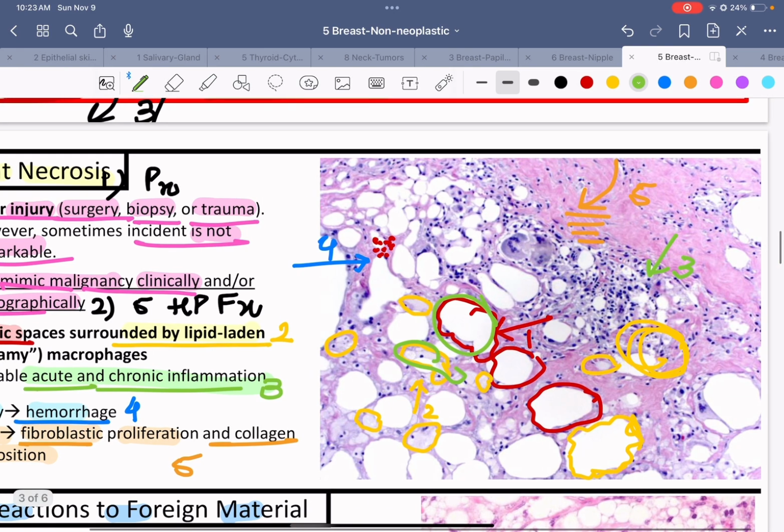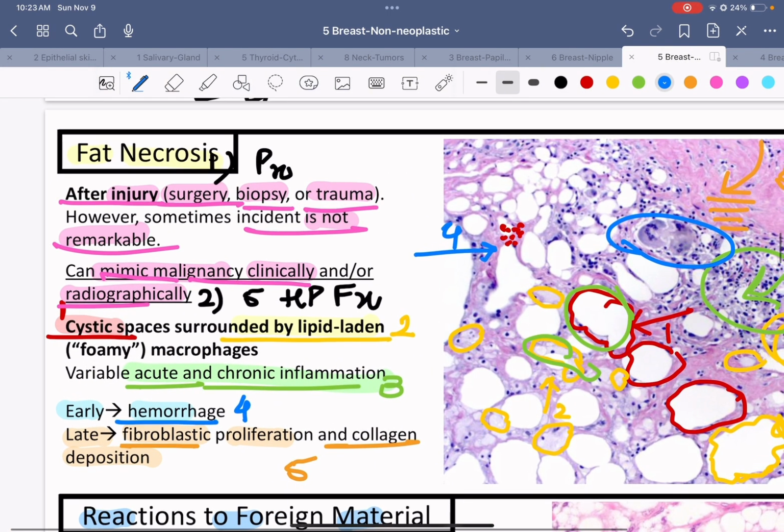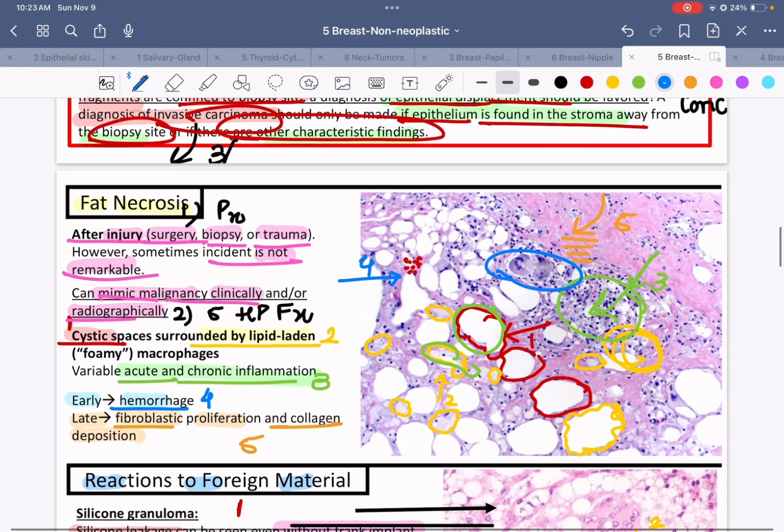Besides this, of course, you can find acute and chronic inflammation because the cells are going to try to clear it up. You can find giant cells as well in this area. In early fat necrosis you will find areas of hemorrhage, as I drew over here, but in late fat necrosis you will find more of a fibroblastic proliferation. The fibroblasts are trying to come and heal the lesion, and there will be abundant collagen deposition. So this is our second reactive lesion in response to trauma, which is fat necrosis, and our first reactive lesion was biopsy site change.